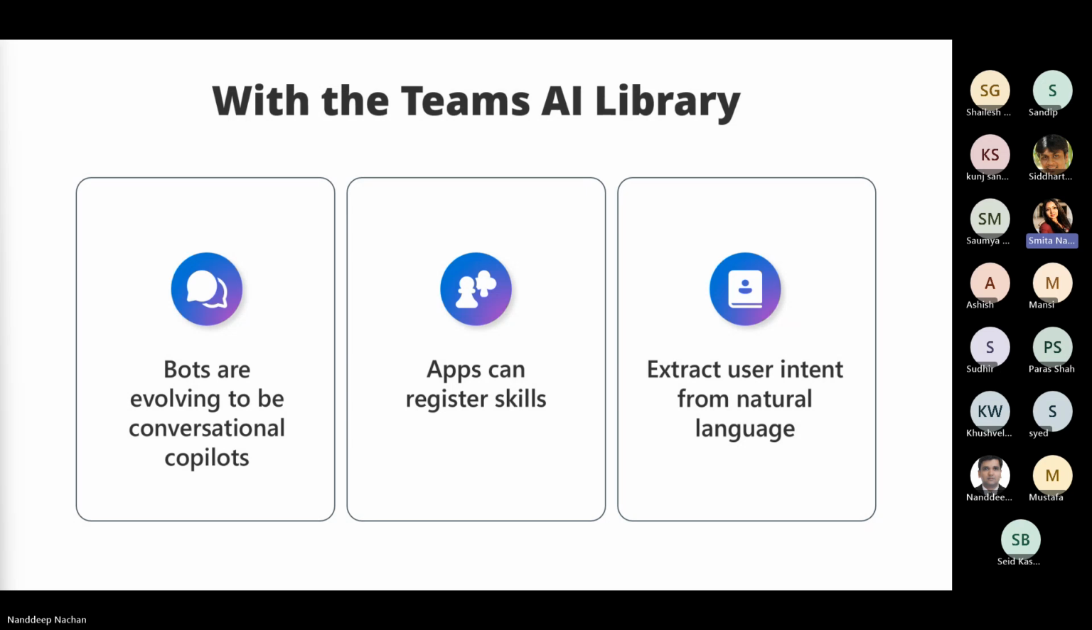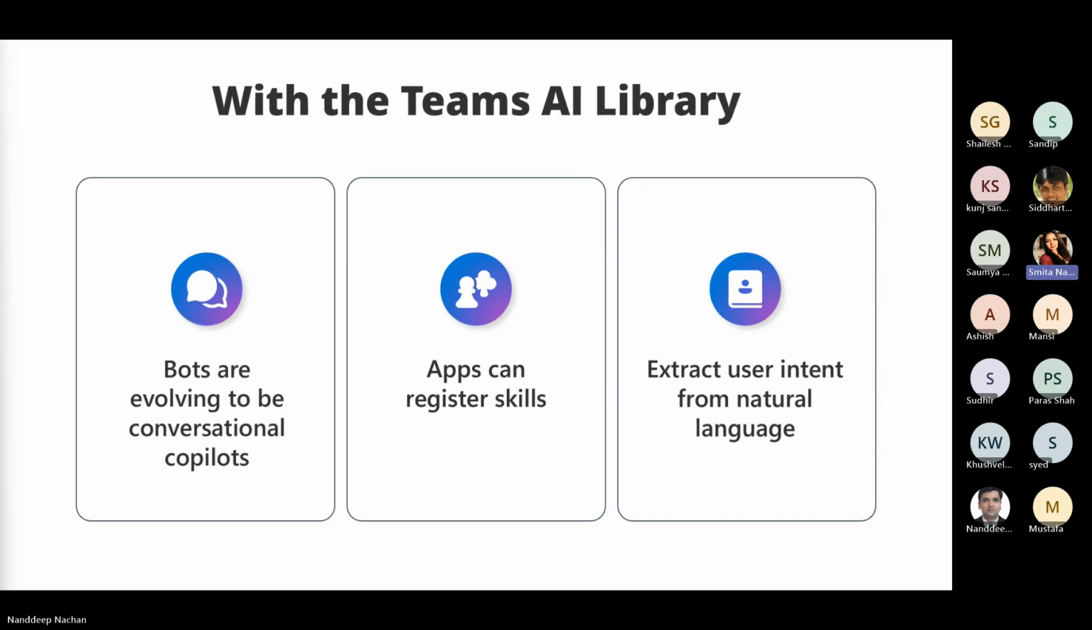Apps can register skills. Developers can register the specific key skills or functionalities with their apps, making it clear to the AI what the app is capable of. These features allow the bots to reference a defined set of skills and perform the relevant task based on the user inputs. It extracts the user intent from the natural language. The Teams AI library can use natural language processing, enabling the bots to understand what the users want to achieve.